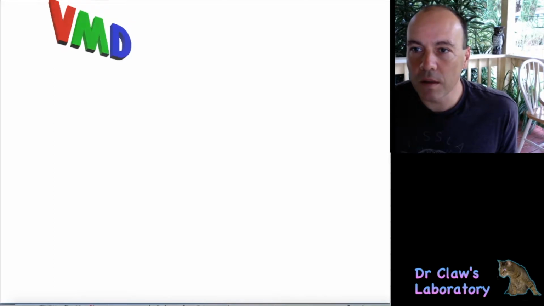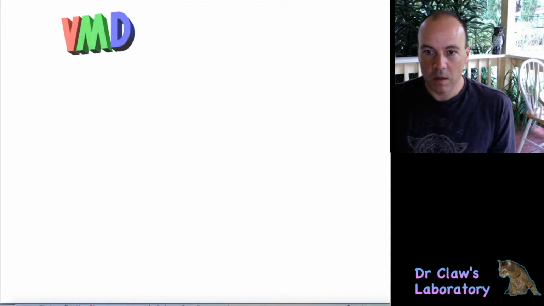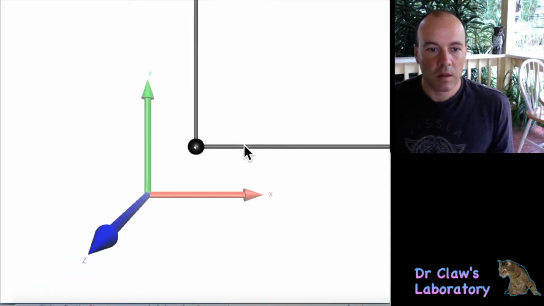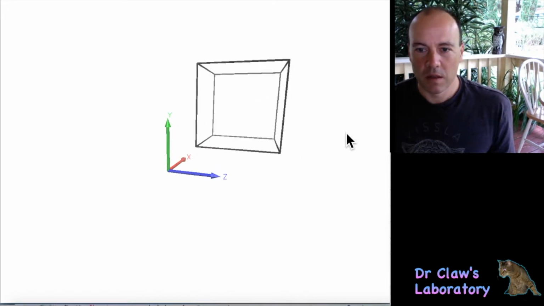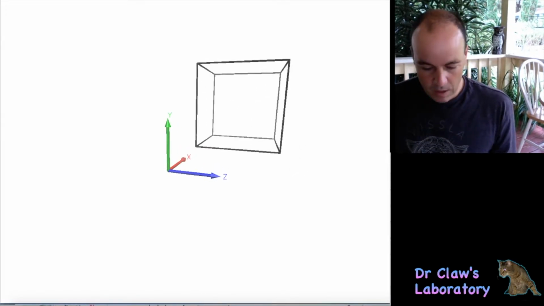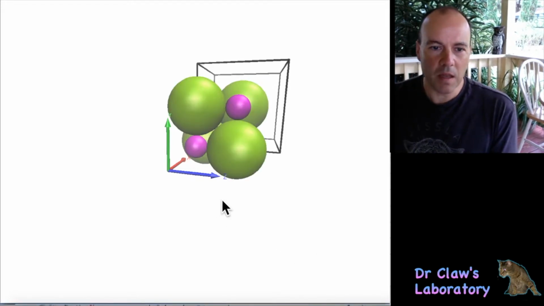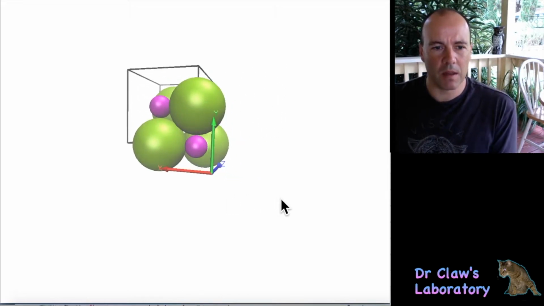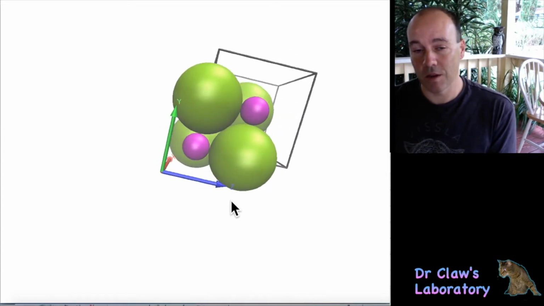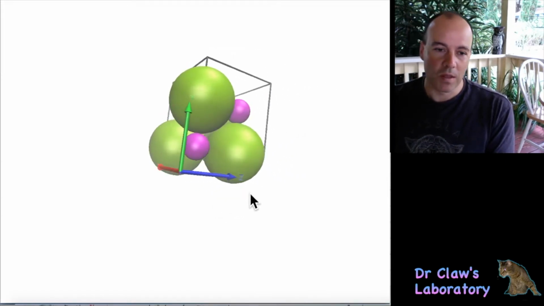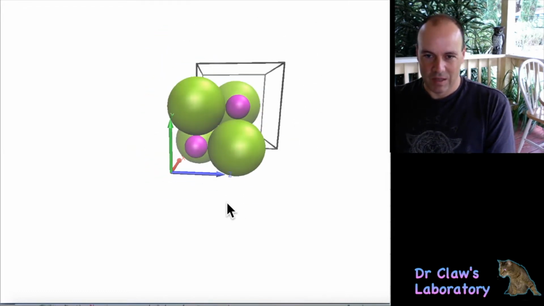So here is sodium chloride. Okay, this is a 1 by 1 by 1 unit cell. And let's draw the atoms. Okay. Now you can see the chloride ions are much bigger than the sodium cations. In fact, the chlorides are pretty much contacting each other in a face-centered cubic arrangement, with the sodium cations occupying the crevices. Okay, so let's draw some more.